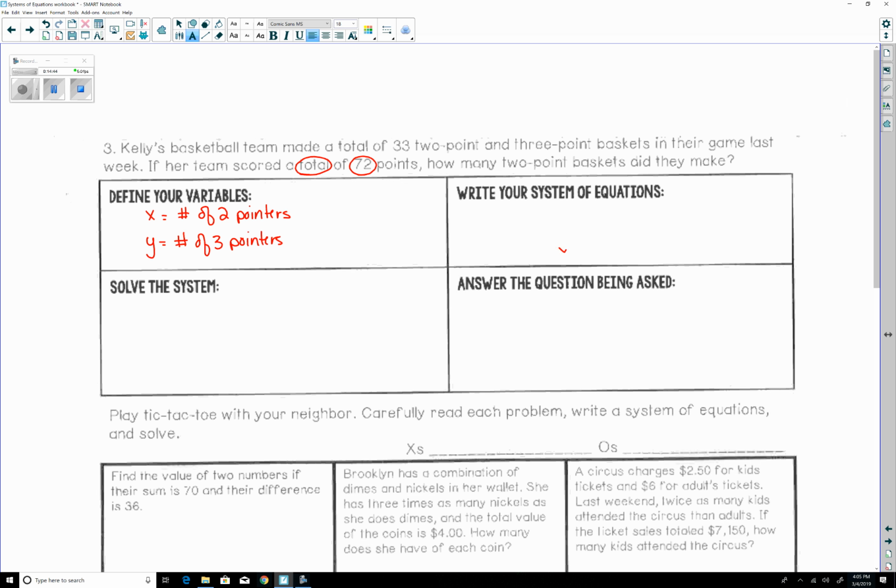So our system of equations, our total baskets, x plus y equals 33, because that's the total number of baskets that we made. The points, so our 2x plus 3y is going to equal 72 because that's the number of points. So we have to multiply the number of baskets made by the number of points. Again, we've got both of these equations in standard form.